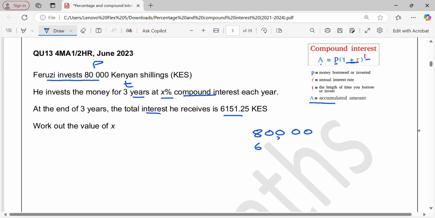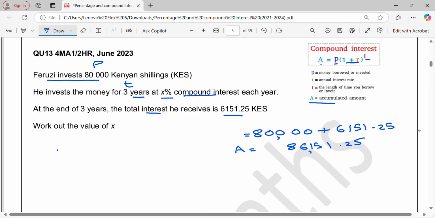6,151.25. Let me erase it and write it in a proper way. So let's add 80,000 and 6,151.25. I'm going to use the calculator here. This is 86,151.25. All right, so this is A, the accumulated amount after 3 years.